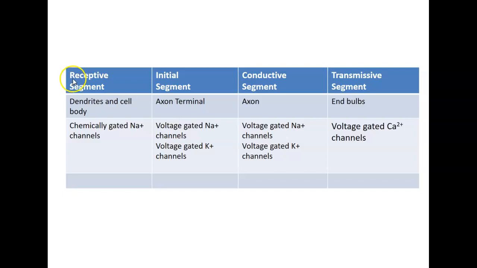And you'll notice here where it says receptive segment, we can see what type of channels are here. Initial segment where it's summated, the type of channels we have, which is the same as the conductive segment. In the transmissive segment, this would be in the end bulbs, we have voltage-gated calcium channels. If you remember back in the neuromuscular junction, we saw calcium moves in when the action potential reaches the end bulb. And the voltage-gated calcium channels, when they open, calcium moves into the end bulb and it initiates the release of neurotransmitter from the synaptic vesicles.